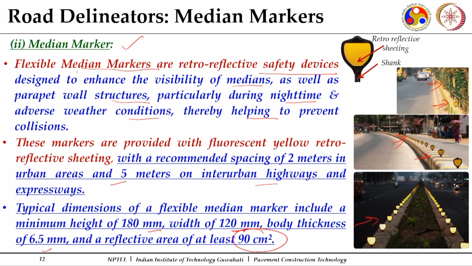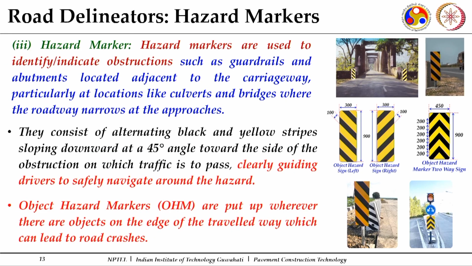So, these are some of the typical requirements as per IRC 79 for road delineators. Now, this is another category, the hazard marker. Hazard markers are used to identify and indicate obstructions. This can be an example: you can see there is a narrow bridge. When you are approaching, this is an obstruction; there can be another obstruction, some pole maybe. In front of these, hazard markers are placed and they are painted in a specified manner.